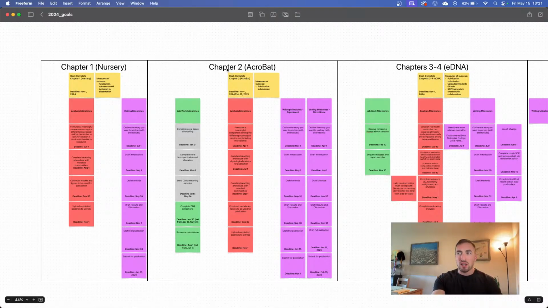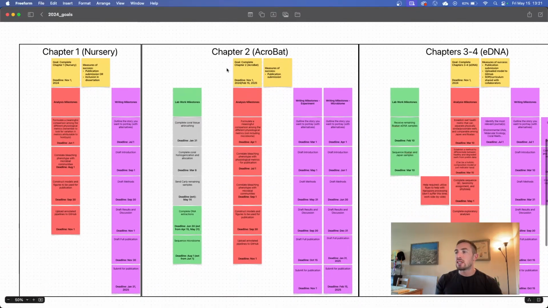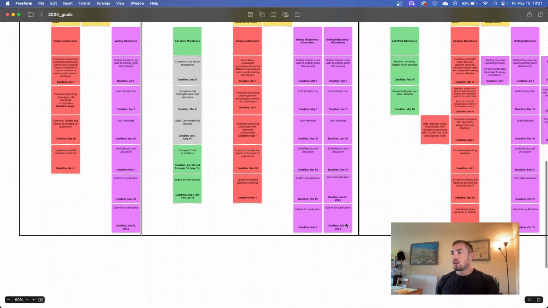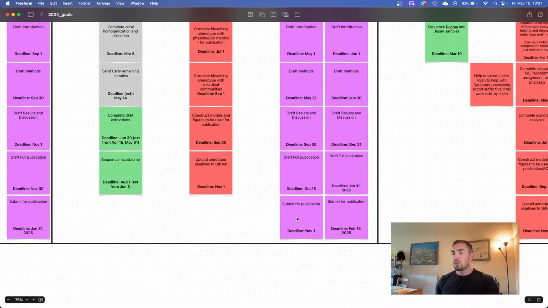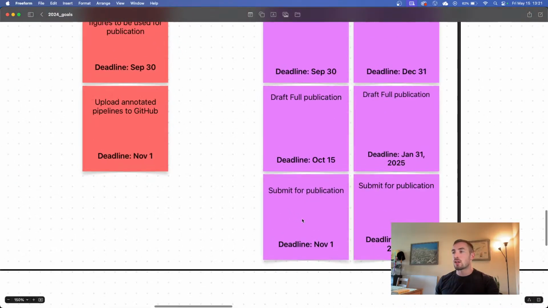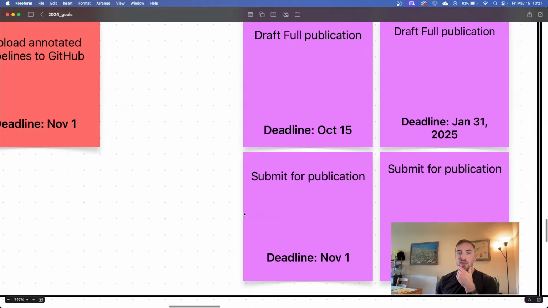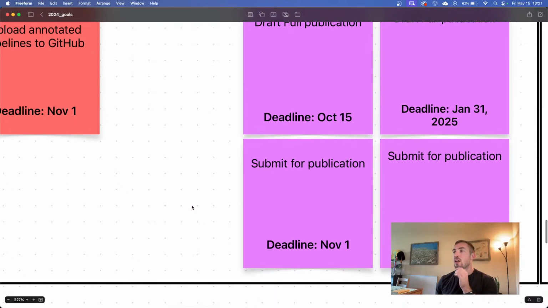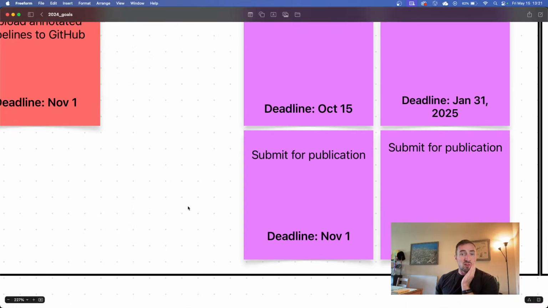So the ultimate goal with research projects really is, and we can go super far on this too, that's another great thing about Freeform, you can zoom in, zoom out, super detailed. Pretty much the end goal for almost every research project is you're going to submit it for publication, to a peer-reviewed journal, and that's your goal. It's best to start with the end in mind and set a deadline for that.